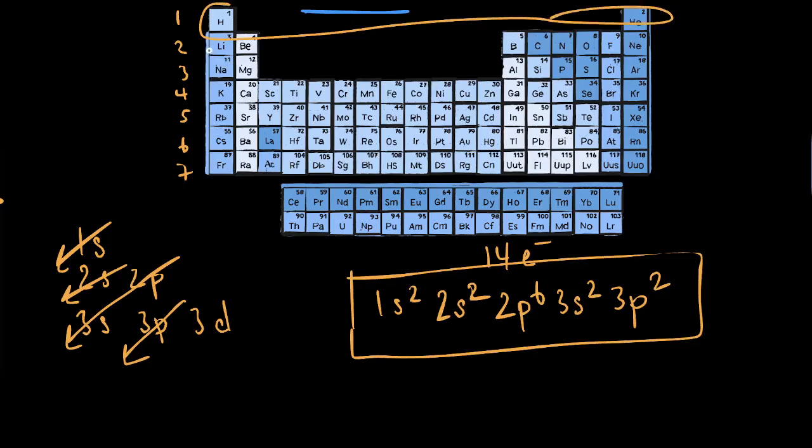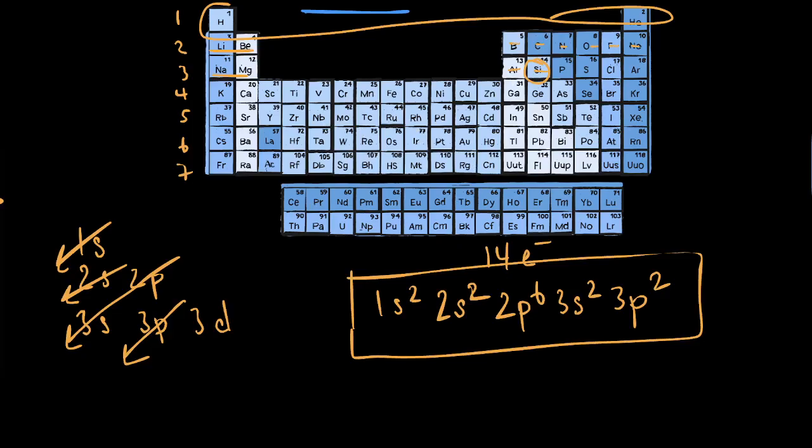This would be 2s2, 2p, 1, 2, 3, 4, 5, 6, 3s2, 3p, 1, 2. So just following this, we can see 1s2, 2s2, 2p6, 3s2, and 3p1, 2, and that brings us to silicon. And so we can use our periodic table in order to find the different electron configurations.